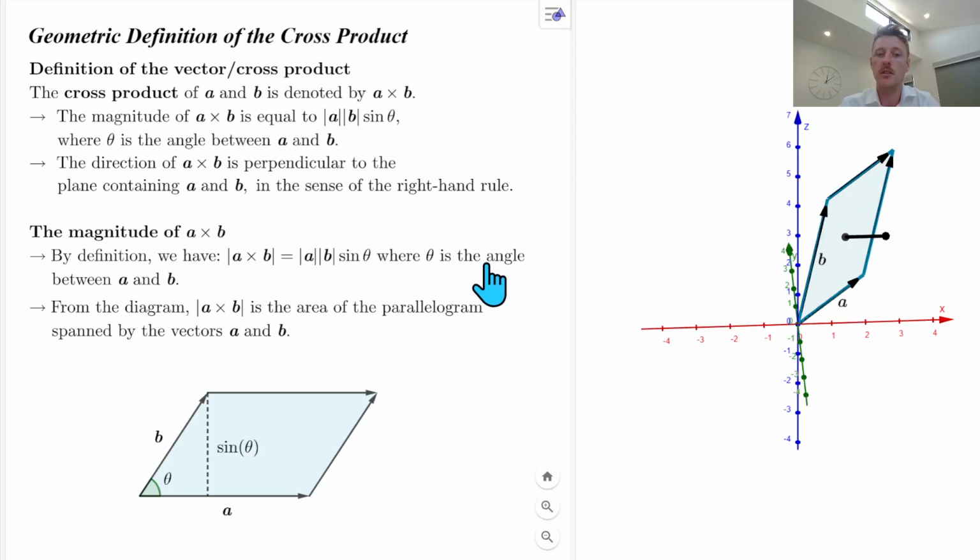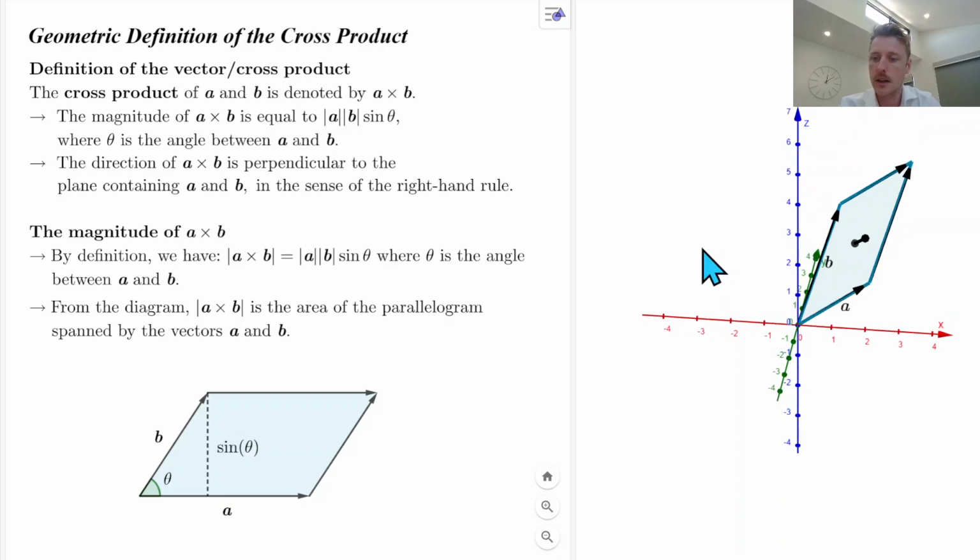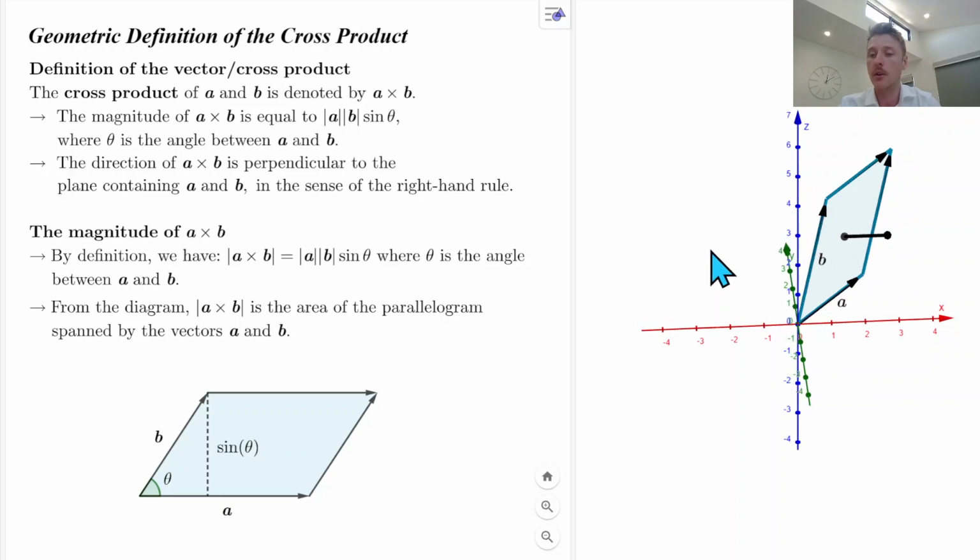Now you're probably thinking to yourself, there's two ways that a vector can be perpendicular to that. It could be going into the page, but we can see here it's coming out of the page. That's because we're crossing A with B and not B with A. We'll talk about the right-hand rule in a moment in the direction, but it's coming out of the page because we're going from A to B. In any case, let's just stick with the idea of the magnitude for now.